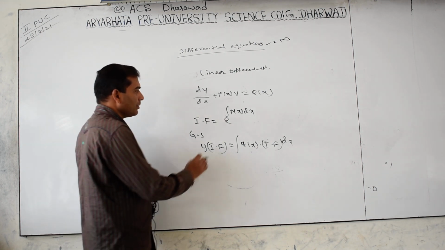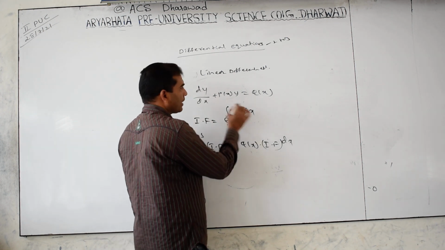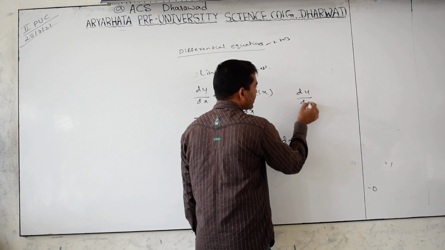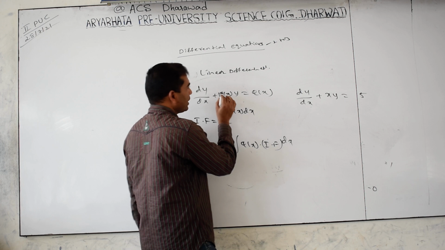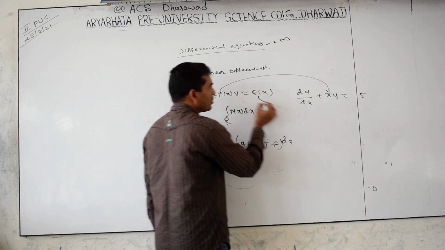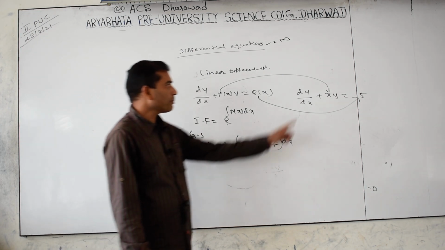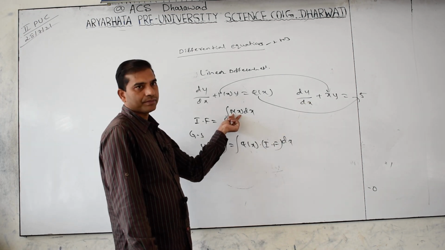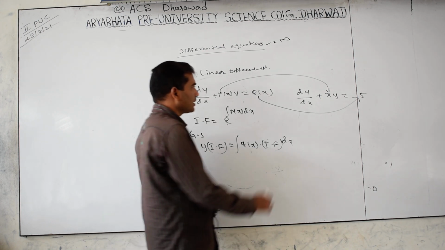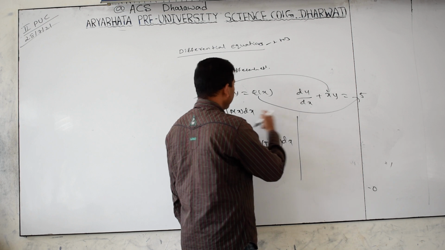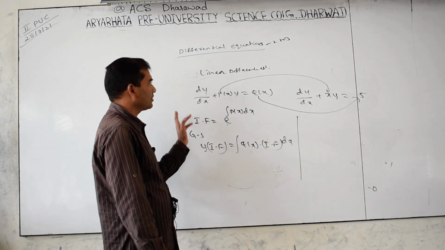Okay. Now, how to find e power integration of p dx? For example, dy by dx plus xy equals 5. What is p? x. What is q? 5. So p and q may be constants or functions of x. So p is equal to x, we have to substitute here. Then after that, the general solution is this. Got the point? Yes. So the integrating factor, from this concept, one question is definite. Don't neglect this.